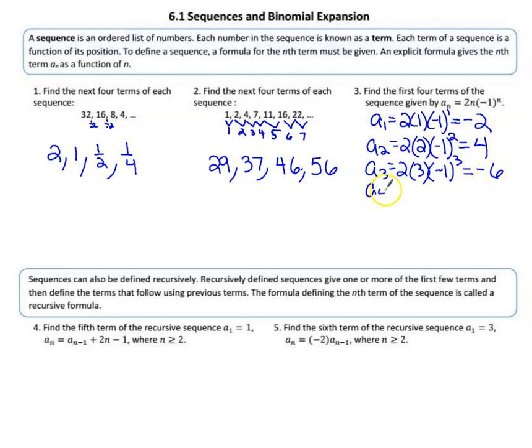So the next one is 2 times n, which is now 4, times negative 1 to the 4th power. Well, negative 1 to the 4th is positive, so that's 2 times 4, which is 8. And there are the first 4 terms in this pattern. If we want to write just the terms, it'd be negative 2, positive 4, negative 6, and positive 8.